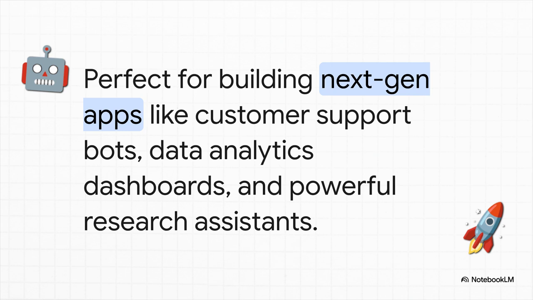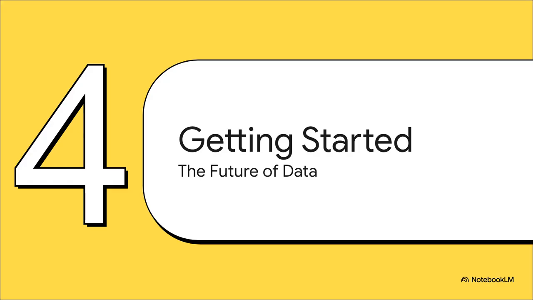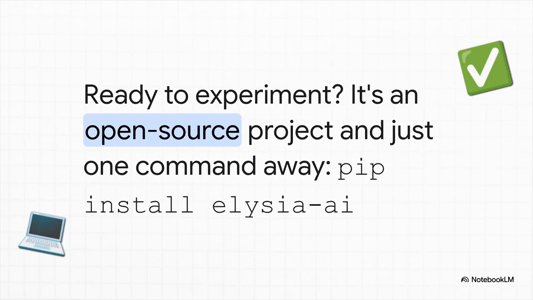We're talking about way smarter customer support bots that can pull up order details on a neat little table, or dynamic data dashboards, or even superpowered research assistants that can effectively summarize and compare different sources for you. So yeah, this really does feel like a peek into the future of how we interact with our data. But the best part is, this isn't some far-off concept. You can actually start building with it right now. For anyone out there who wants to give this a spin, the team at Weaviate has made it incredibly easy. It's open source, and you can get started with just one simple command in your terminal. Pip install Elysia AI. That's it. You're ready to start experimenting.